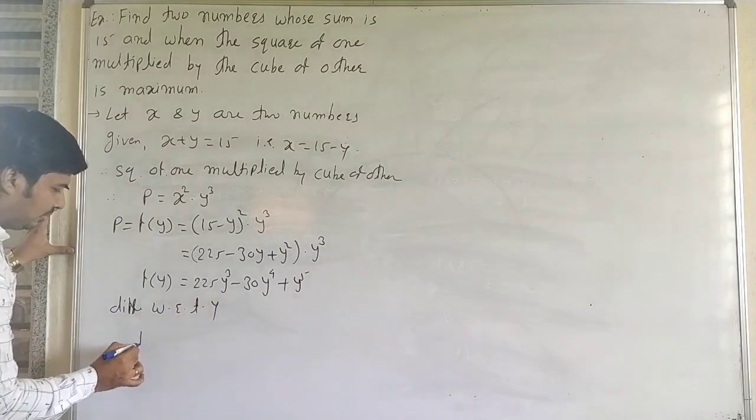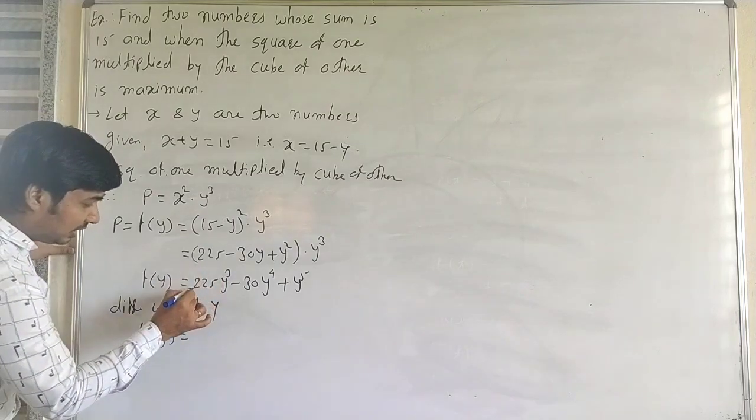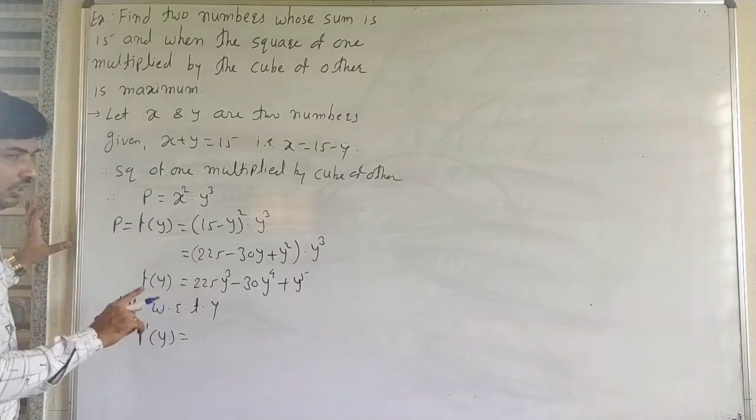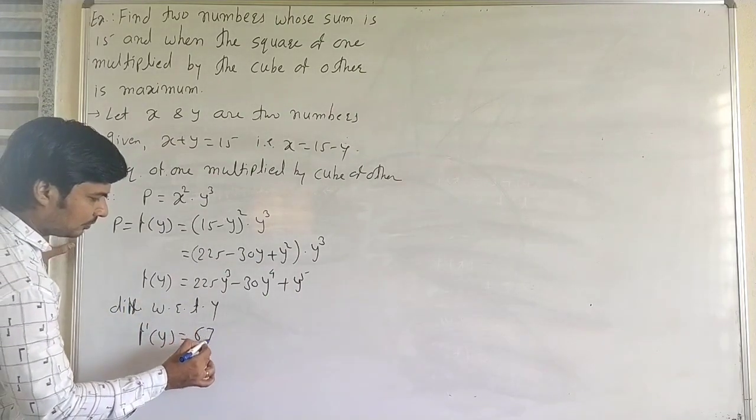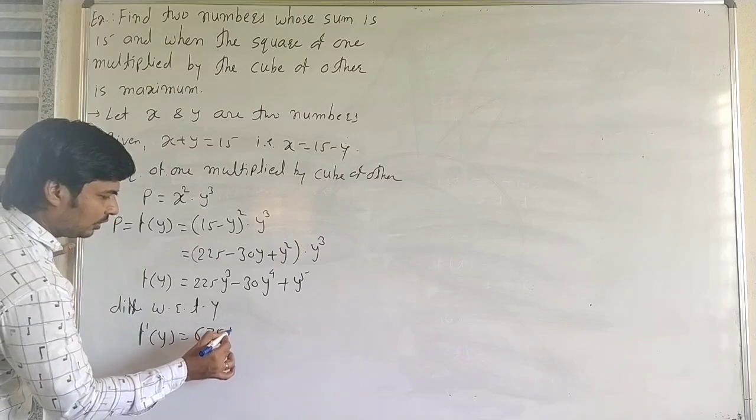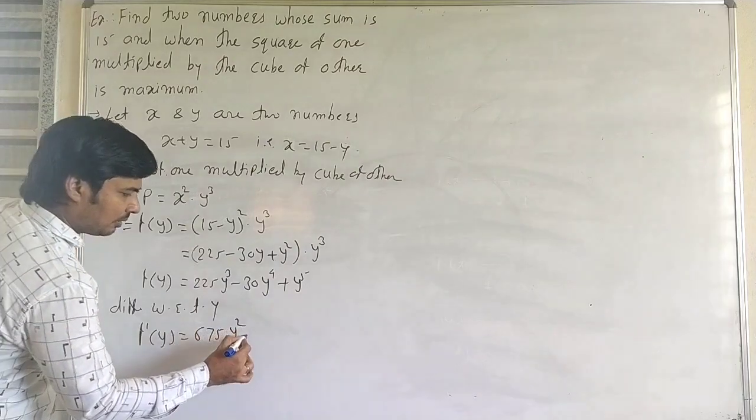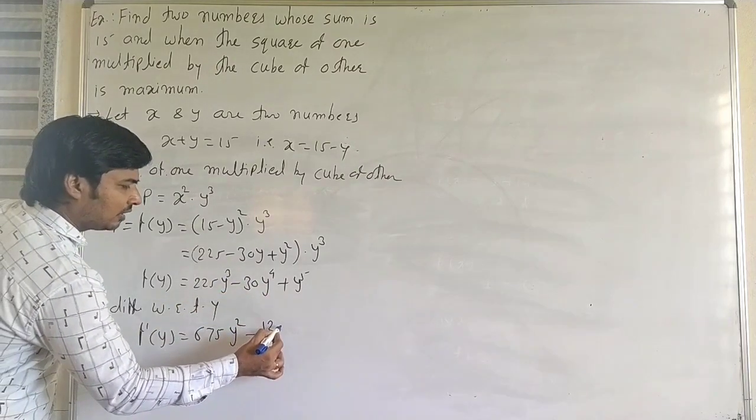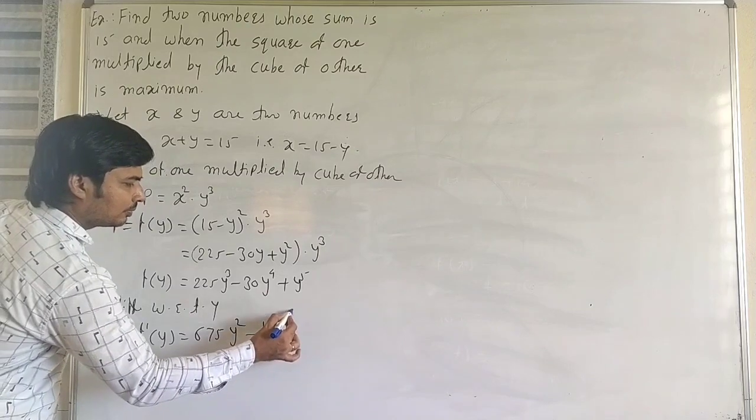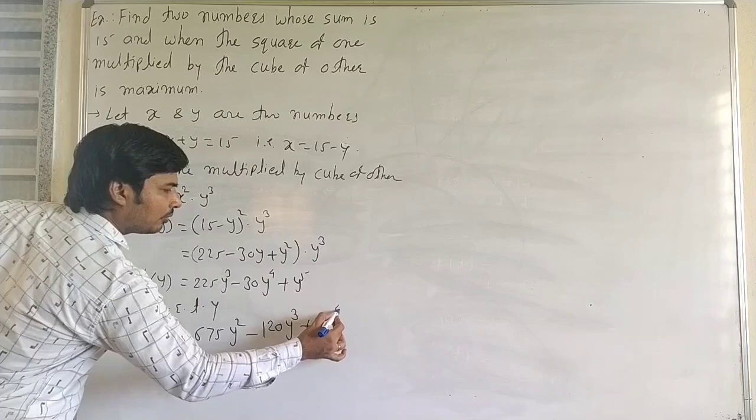Differentiate with respect to y. Therefore, f dash of y is equal to 3 into 225, 675 into y square. Okay, what is the derivative of y cube? It is 3y square. Minus 4, it is 120 y cube, and plus 5 into y to the power 4.